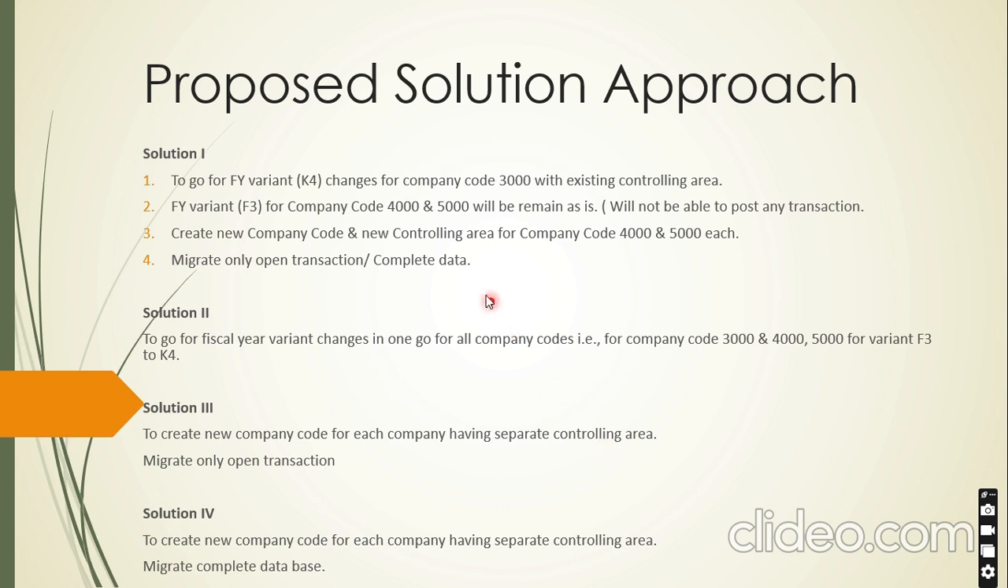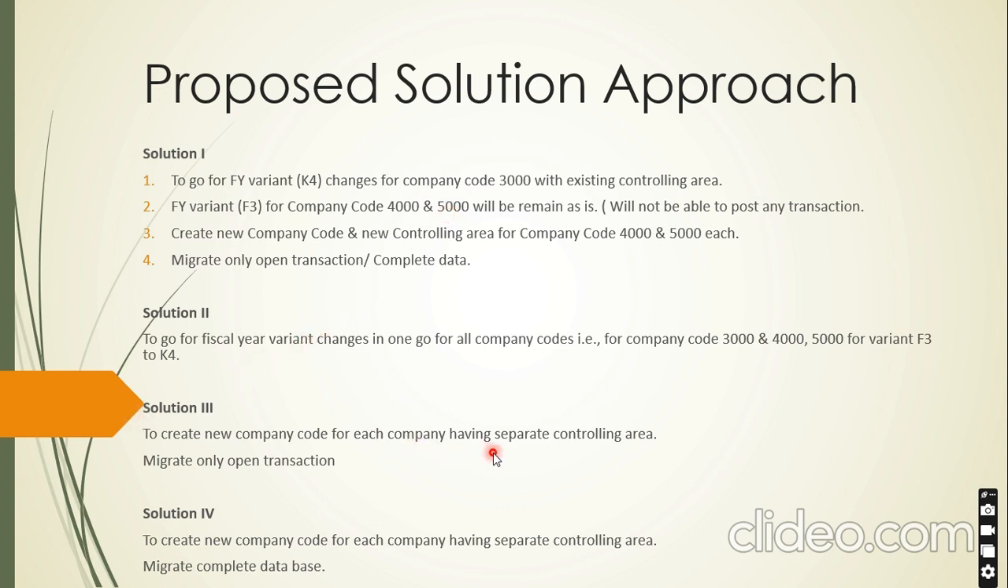This company code is already assigned to one controlling area. If you assign the same company code to another controlling area, there is an inconsistency. The system will not allow it. For that reason, under one controlling area there is an option for multiple company codes, but one company code can belong to only one controlling area. That case will fail here.